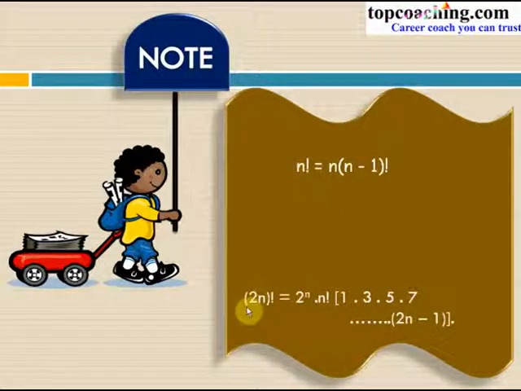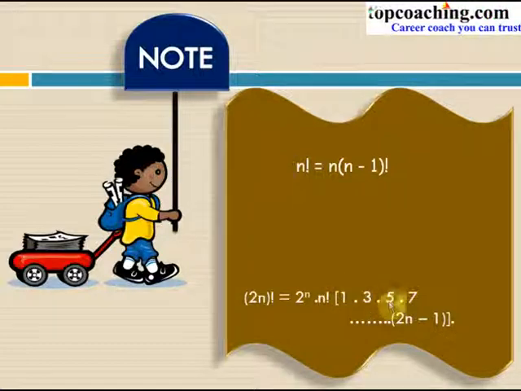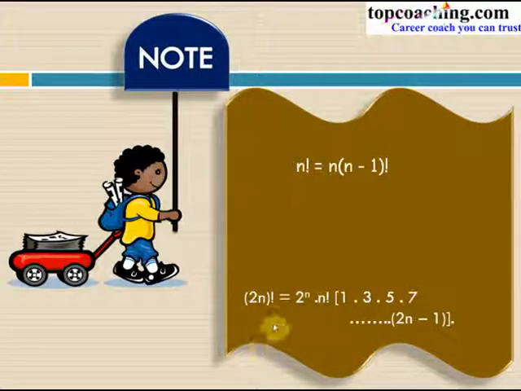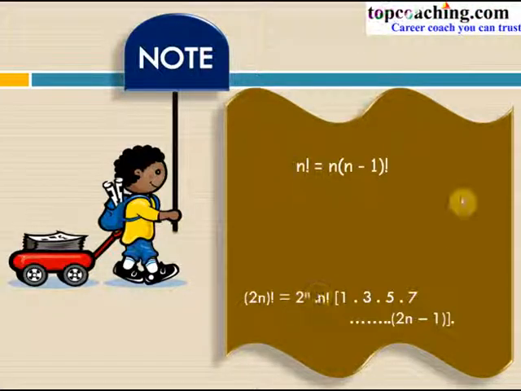Also, you got to remember that 2n factorial would be equal to 2 to the power of n into n factorial into 1 into 3 into 5 into 7 and so on up to 2n minus 1. 1, 3, 5, 7 are all odd numbers. So it is the continued product of all the odd numbers into n factorial into 2 to the power of n. So this is the value of 2n factorial.